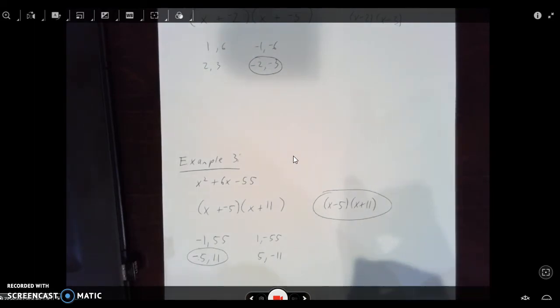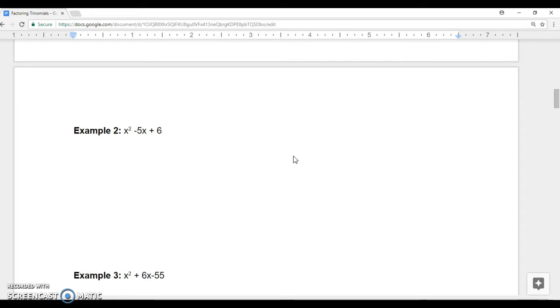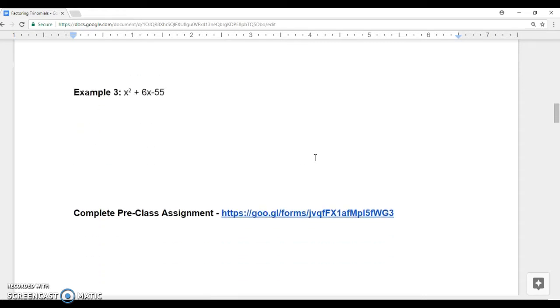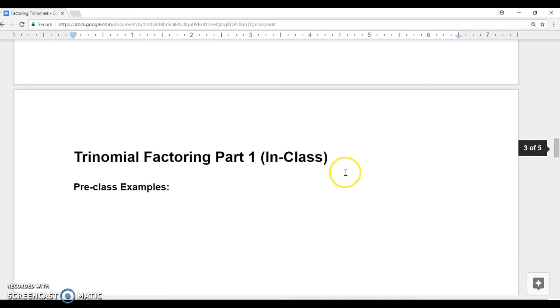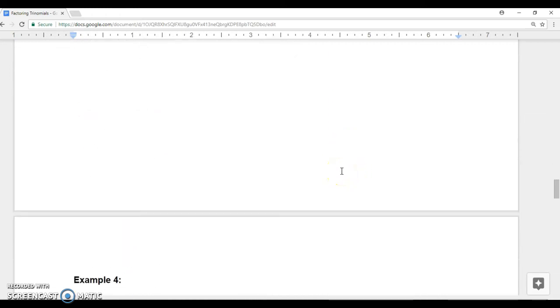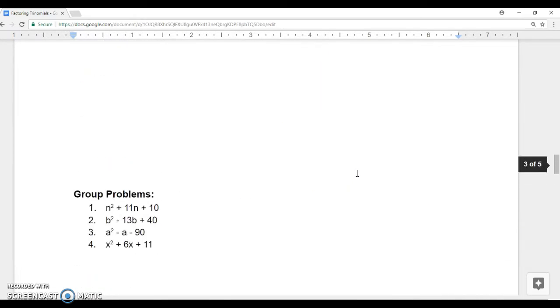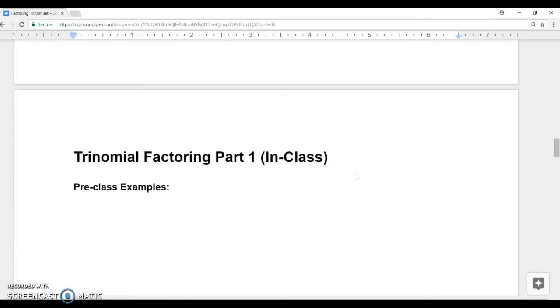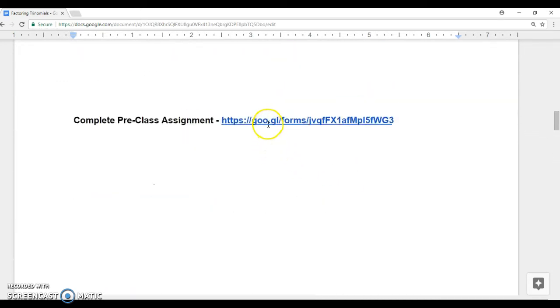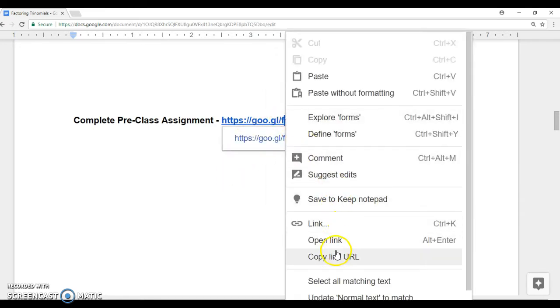Okay, so there is a little brief introduction to trinomial factoring. So where do we go from here? Well, right now you need to complete the pre-class assignment. We will go take a look at that in just a second. And tomorrow I will bring the rest of these notes in for you, and we will continue to look at more trinomial factoring, including what happens when this number out in front, the first coefficient, is not a 1. But for now, let's take a look at this pre-class assignment.